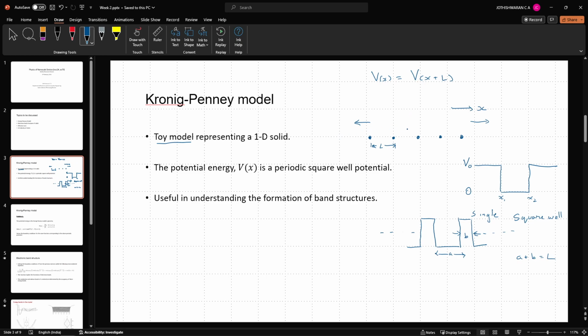I have a graph, like a proper image for this, which we shall use in one of the subsequent slides. This is just for the purposes of representation. And the aim of all of this is to understand the formation of band structures.